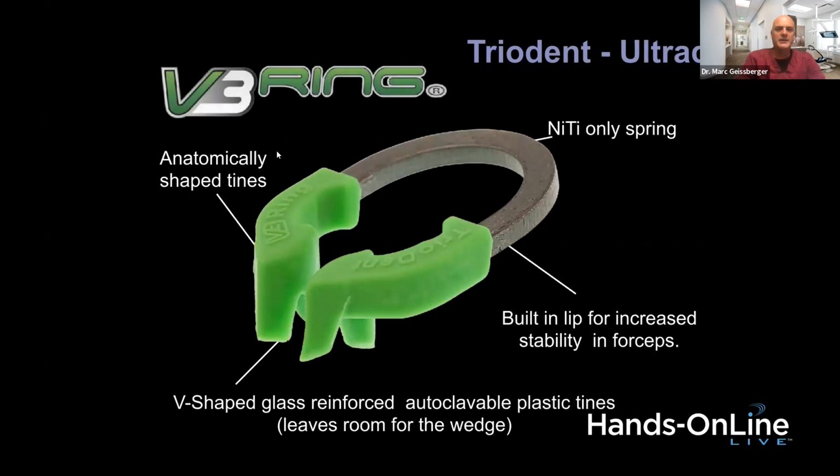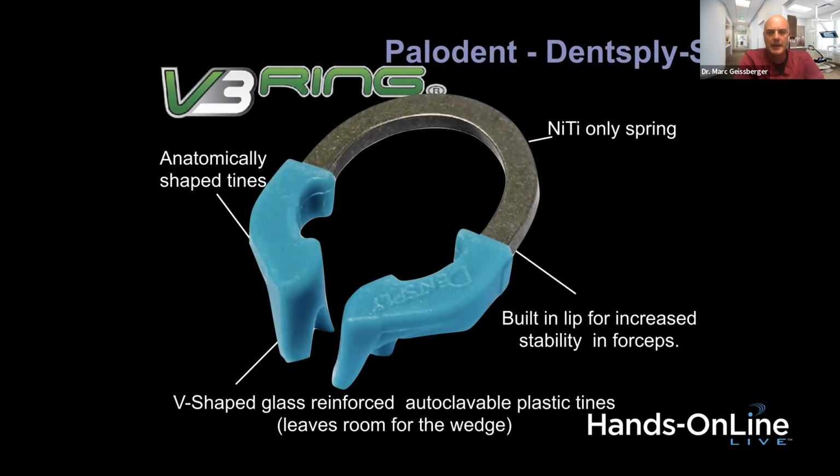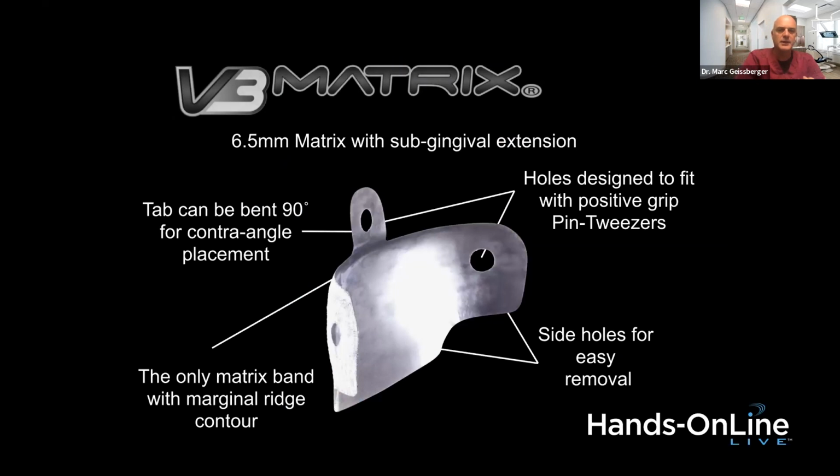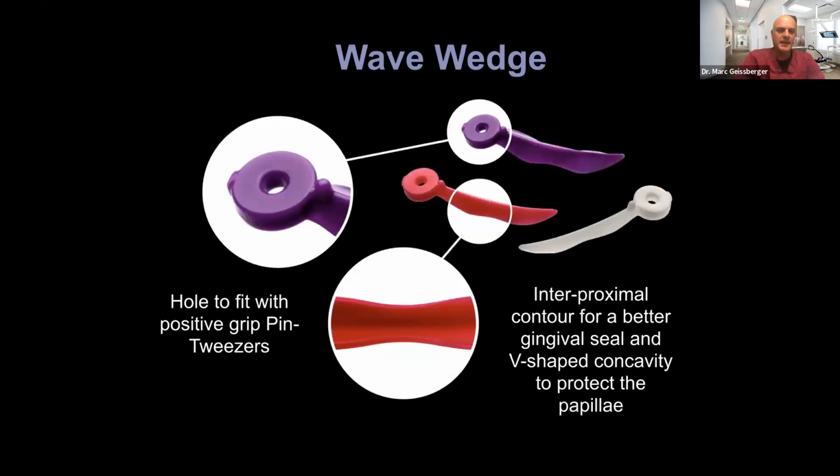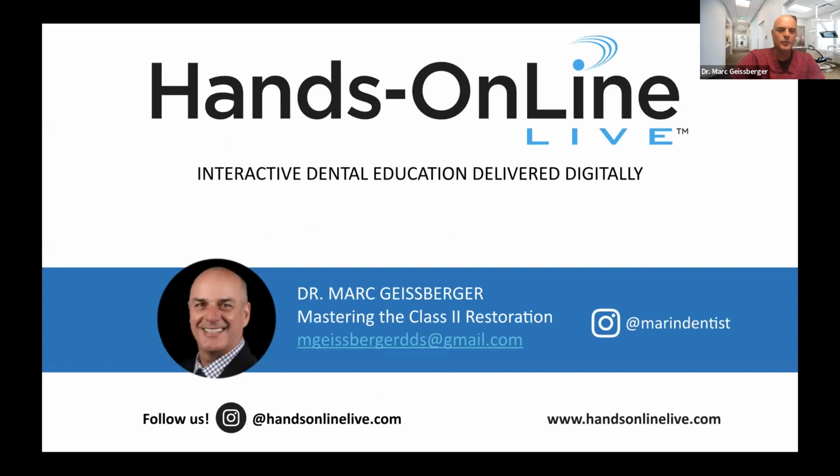Well, I mentioned having some experience with the Triodent sold by Ultradent, or the Palodent sold by Dentsply through Schein. Now, this is a great system, and it works extremely well as well. These are the two I'd really recommend for clinical use. The band has a little curve at the top, very similar to the Ultra Wrap band that I'm going to demonstrate tonight, and some really adequate wedges that work well.